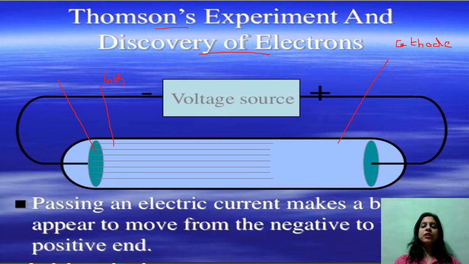And because of which he came to the conclusion that there must be certain charged particles, negatively charged particles, moving. ठीक है, and these negatively charged particles later on became known as electrons. इनको हमने बाद में क्या कहा, electrons. ठीक है बेटा.